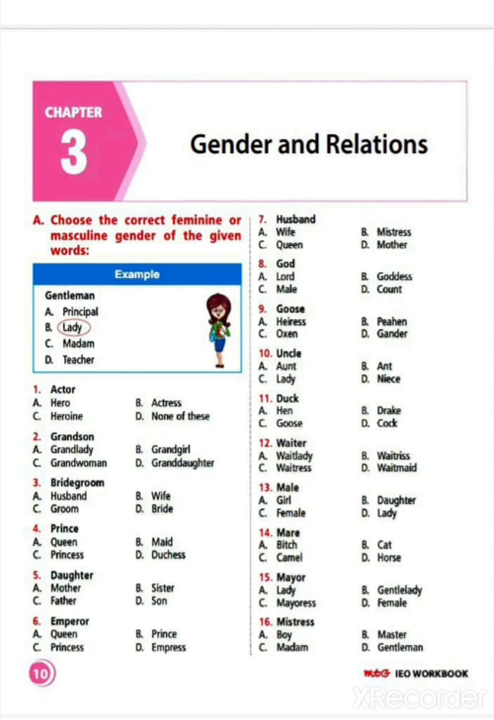So out of these four words A, B, C, D, which one is the feminine gender of gentleman? So we have to choose B, lady. Accordingly we will start with question number 1.